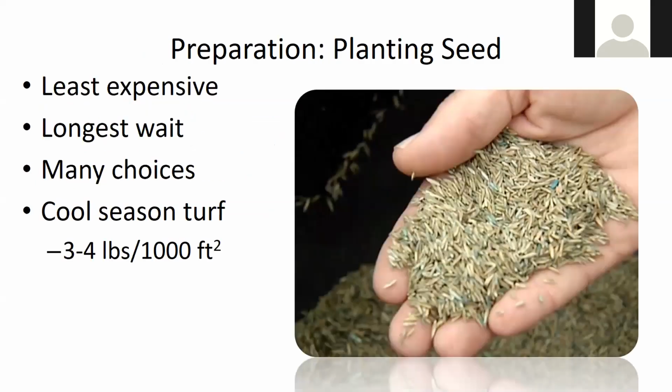Okay, seeding is the least expensive and the longest wait. You have a lot of choices, and for a cool season turf, we generally recommend around 4 pounds per 1,000 square feet. If you're seeding it, you actually can go 6 or 7 and have it fill in a little more quickly. Seed is usually fairly inexpensive. And when I do my seeding, I sometimes will double the rate just to have it fill in more quickly, because my wife's like, why don't you just go buy sod? And I'm like, honey, I'm too cheap. I want to do seed. And so to get a faster lawn, I double the rate, and it doesn't hurt anything to do that.